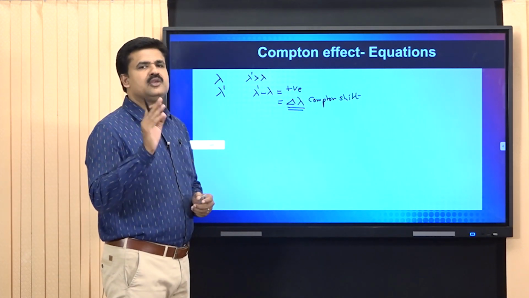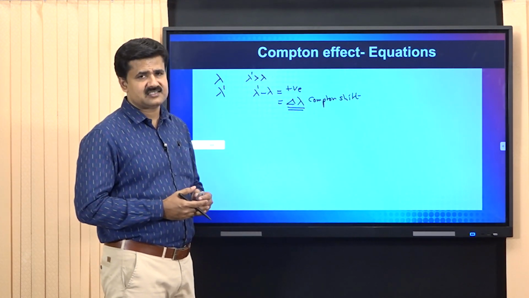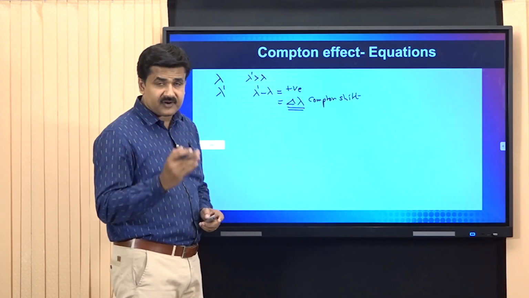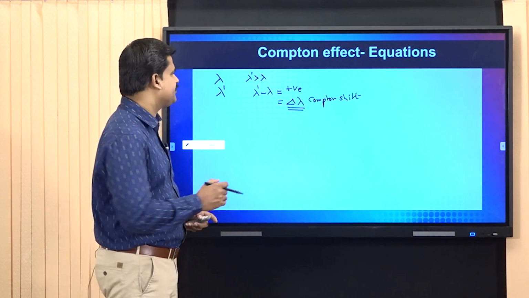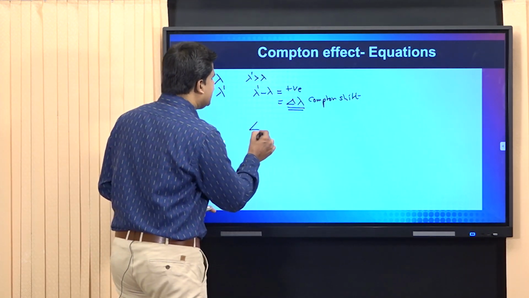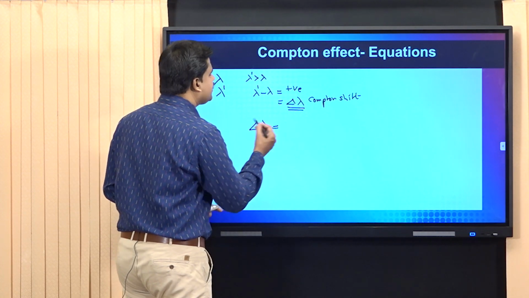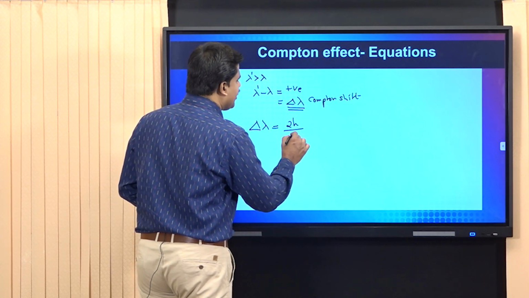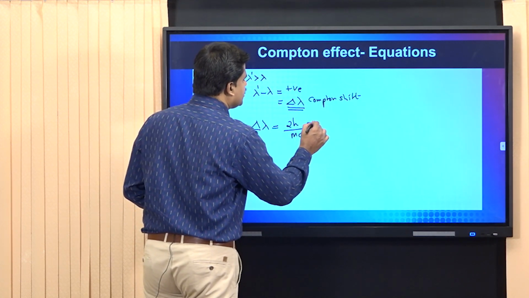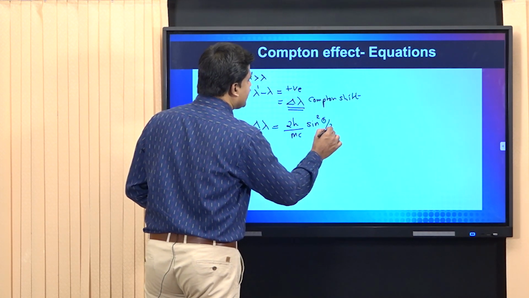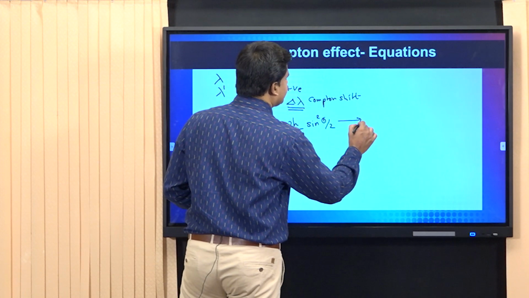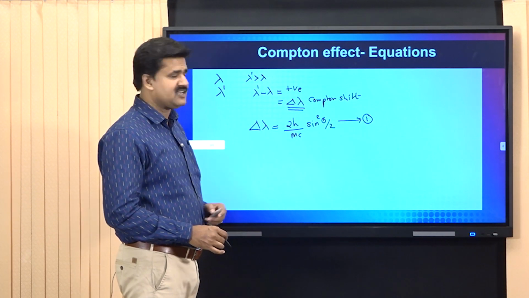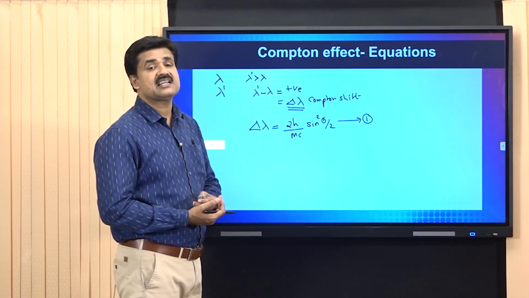Arthur Compton used two important relations to find the Compton shift from the scattering angle theta. The two relations are: delta lambda, or Compton shift or wavelength shift, is 2h by mc into sin square theta by 2. I mark it as equation number 1. This equation uses the sine function, where theta is the scattering angle.